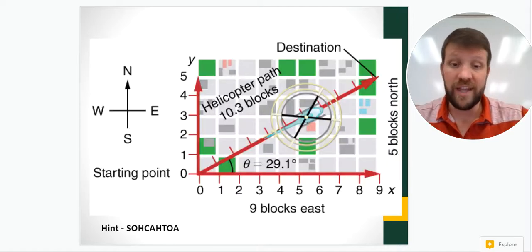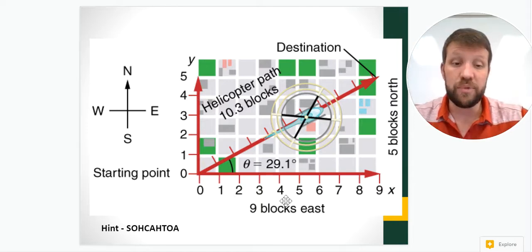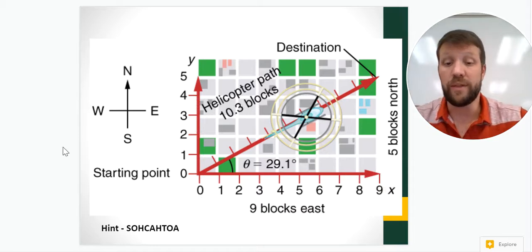So if we take a look at this diagram, we see we've got that 5 blocks north and that 9 blocks east that it was going, but because it can go straight, it's going right here at this point. So we have our 5 squared plus 9 squared, and then take the square root of it, and we see the helicopter path is only 10.3 blocks.